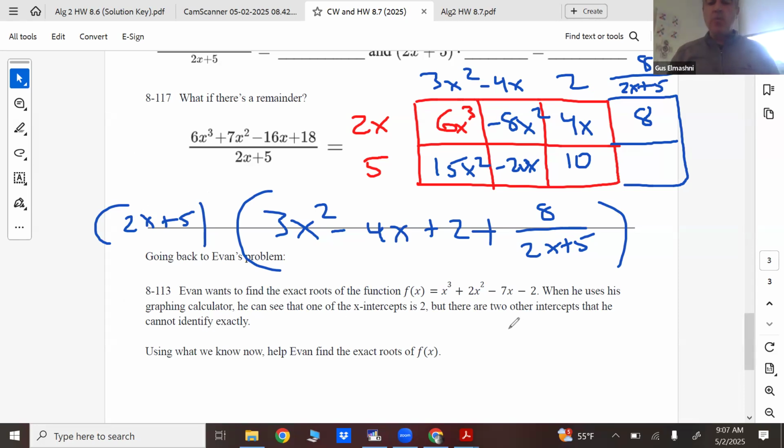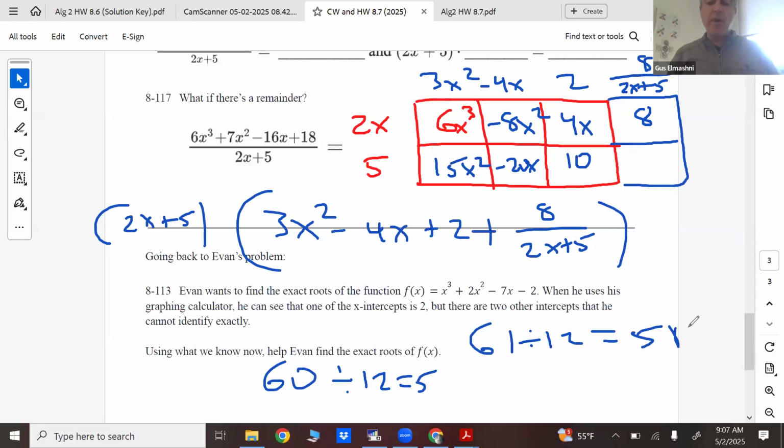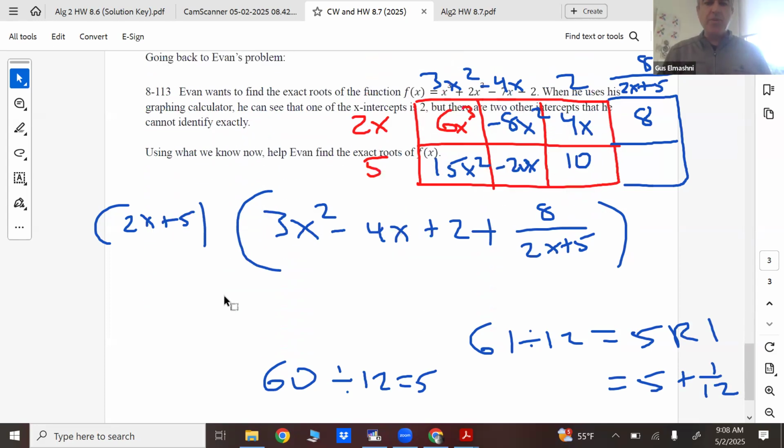For example, 61 divided by 12. It's 5, right? What if I did 61 divided by 12? It's 5 with a remainder of 1. But was it really? It's 5 plus 1 over 12. That's why I write the remainder over the divisor, because that's truly what's happening. You have a little fraction next to the polynomial. So now we can answer this question.